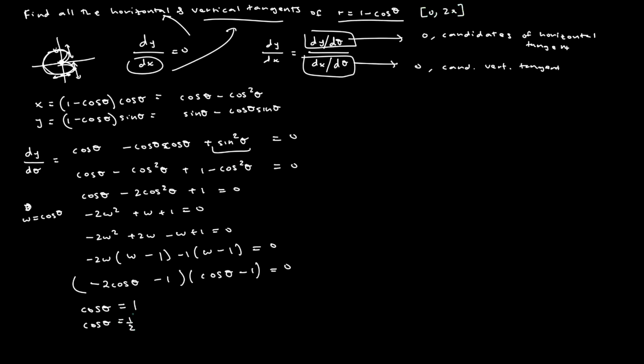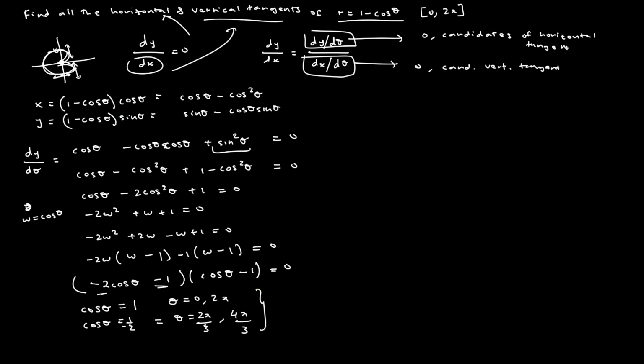So cosine theta is equal to 1 in that interval when theta is equal to 0 or 2 pi. And then, sorry, this should be negative 1/2, because this will be plus 1, and then we're dividing by negative 2. And so cosine is negative in the second and third quadrant, so at 120 degrees, which is 2 pi over 3 radians, and at 240 degrees, which is simply 4 pi over 3 radians, is when cosine theta is equal to negative 1/2. So these are candidates for horizontal tangency.